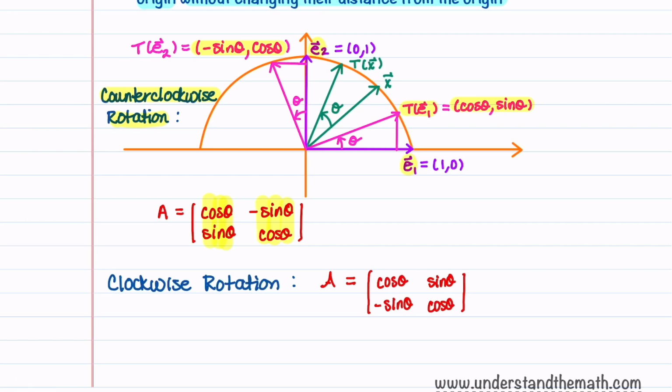We can also do the same thing and rotate points clockwise. And when that happens, T of E1 is going to be in our fourth quadrant. So we're going to have cosine theta, minus sine theta. And then T of E2 is going to be in our first quadrant, and we pick up a sine theta, cosine theta.